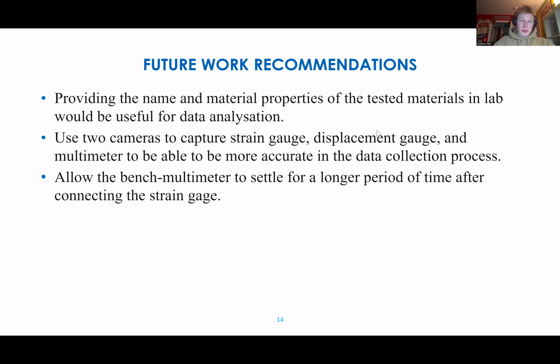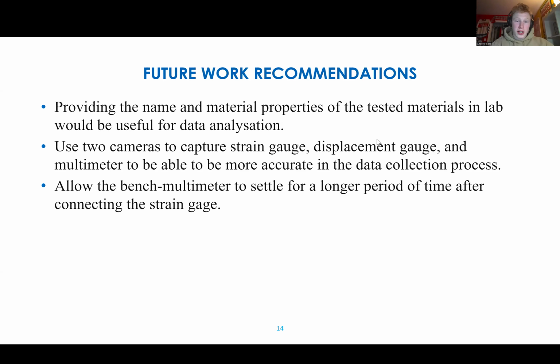And for future work recommendations, we said that providing the name or some of the material properties of the tested material would have helped out in our data analyzation, just to get a little bit more accuracy. We also suggest using maybe a 2-camera setup to capture the strain gauge, the displacement gauge, and the multimeter.